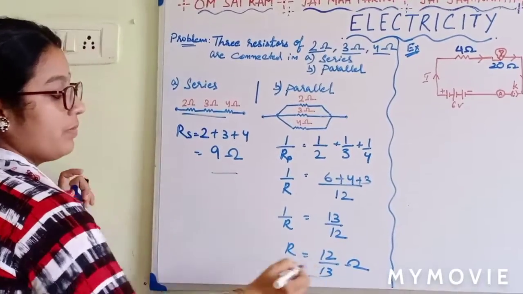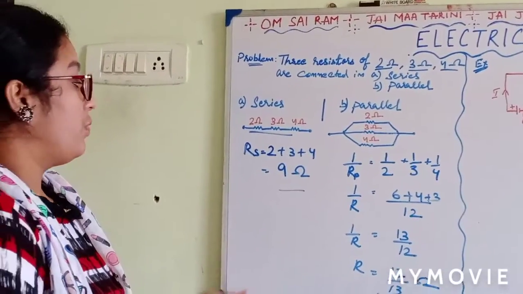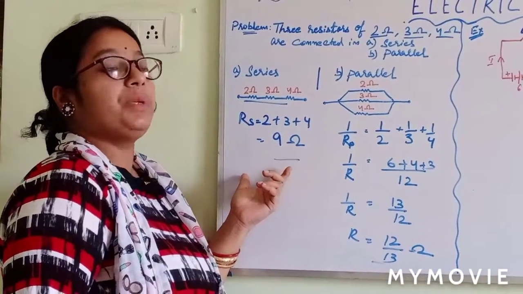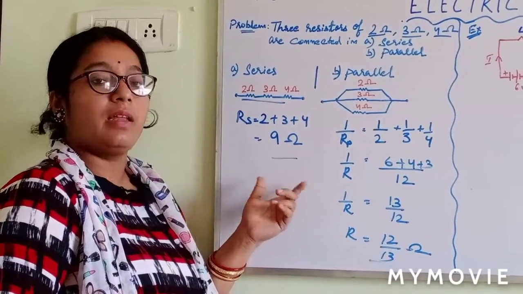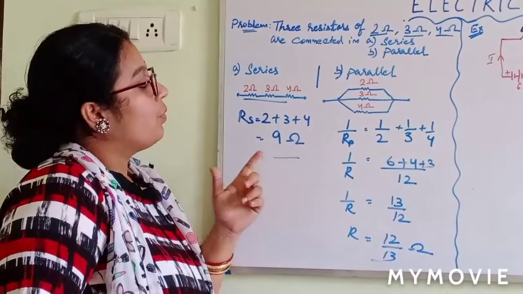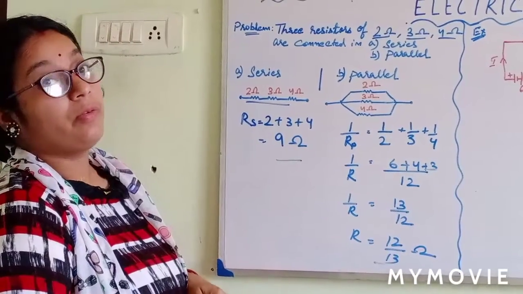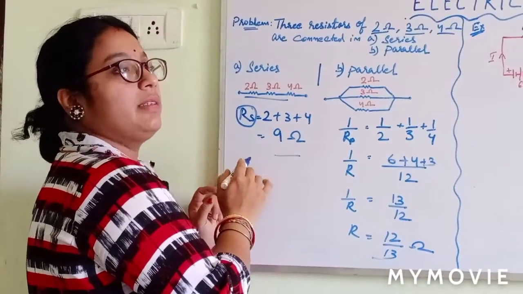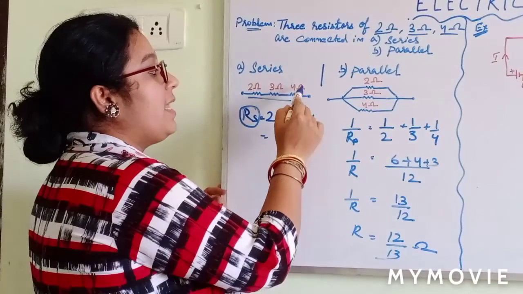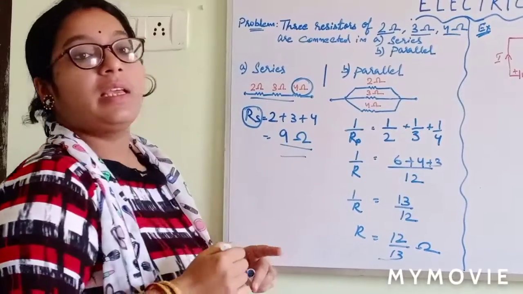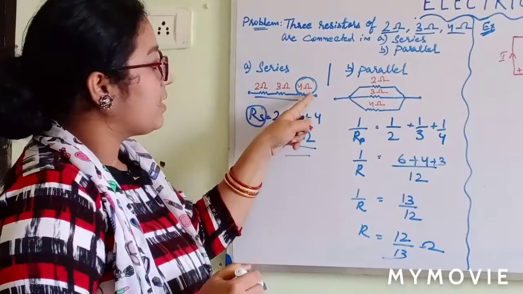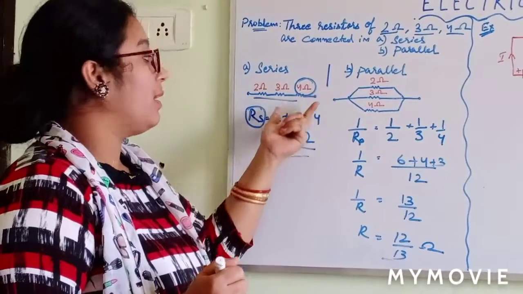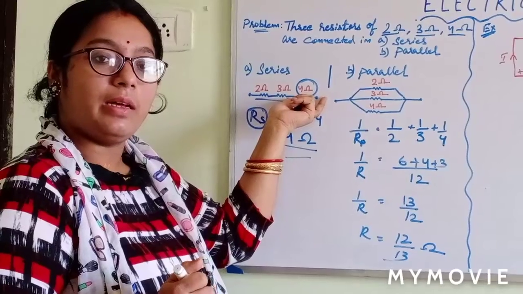So which one is more? We see the series combination resistance is always more. Series combination always offers more resistance than parallel combination. One more thing I would like to tell you: the effective resistance found in series is always more than the greatest of the resistances in the combination. In these three resistances, which one is the greatest? 4. But the effective resistance is even more than the greatest resistance. Clear till here?